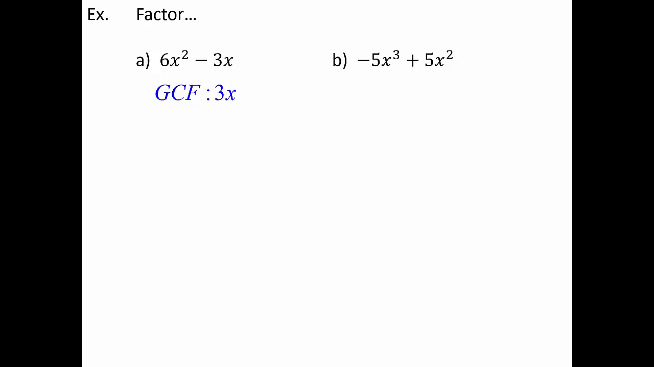When I'm factoring by GCF, I put the 3x out front, and then I ask myself what remains. One way to think about this is to ask yourself, if I were to distribute 3x onto the inside, I need to get back to the original. So 3x times what gives you 6x squared? Well, 3x times 2x will give you 6x squared. And 3x times what gives you negative 3x? Well, 3x times negative 1 gives you negative 3x. Again, you can always check your factoring by re-multiplying to see if you get back to your original question.